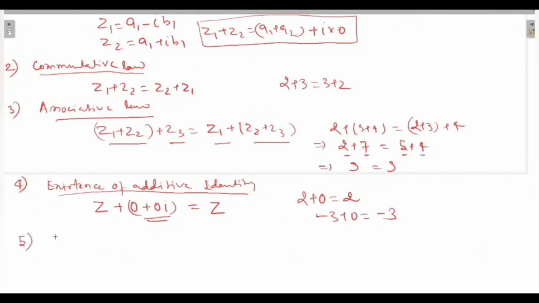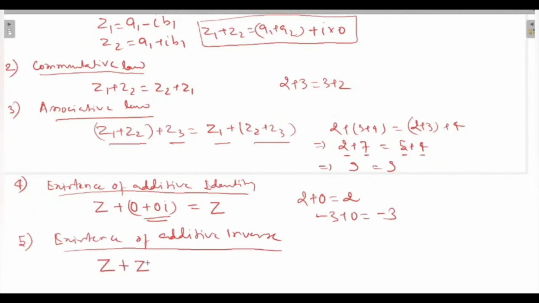And then the final law says that there is an existence of additive inverse. What it means essentially is the existence of a negative quantity. So it says that for every z, there will be an additive inverse which will exist, which will be nothing but minus z. Call it z1, and the addition of both of these will be 0. So z1 is nothing but minus z.